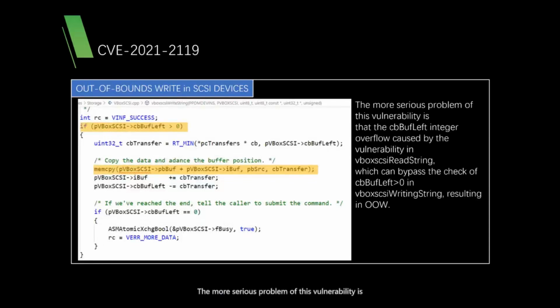The more serious problem of this vulnerability is the CB buffer left integer overflow caused by the vulnerability in VirtualBox SCSI read string, which can bypass the check of CB buffer left greater than 0 in the VirtualBox SCSI write string function. This results in OOW. Therefore, the vulnerability can cause out of bounds read and write, which is very suitable for exploitation.